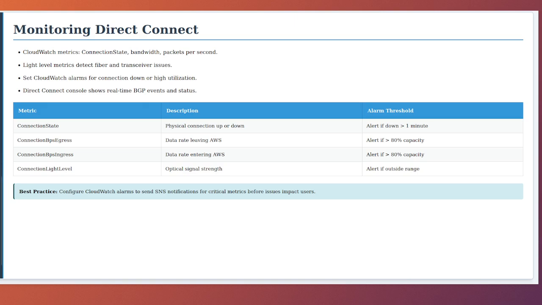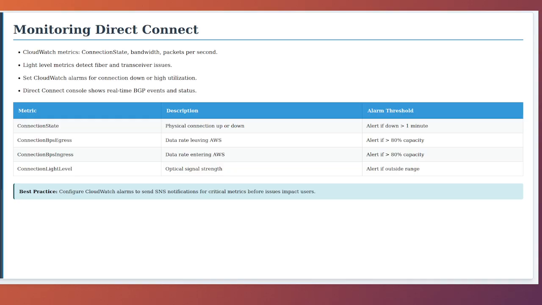The ConnectionLightLevelTx and ConnectionLightLevelRx metrics are particularly important for detecting fiber issues. These metrics measure the optical signal strength of the transmitted and received light on the fiber connection. A light level that is too low might indicate a dirty fiber connector, excessive cable length, or a failing transceiver. A light level that is too high can also cause issues. AWS documentation provides acceptable ranges for these values, and you should set CloudWatch alarms to alert you if light levels fall outside the acceptable ranges.